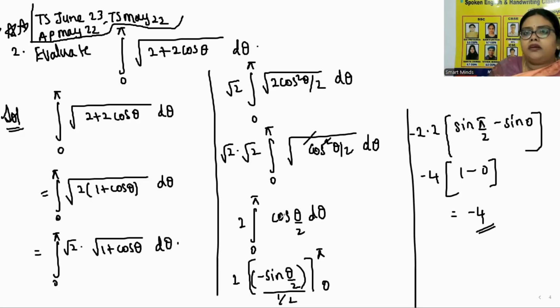One minute. Here the integral of cos is plus sine theta. So you get a plus over here. So the final answer is plus 4.